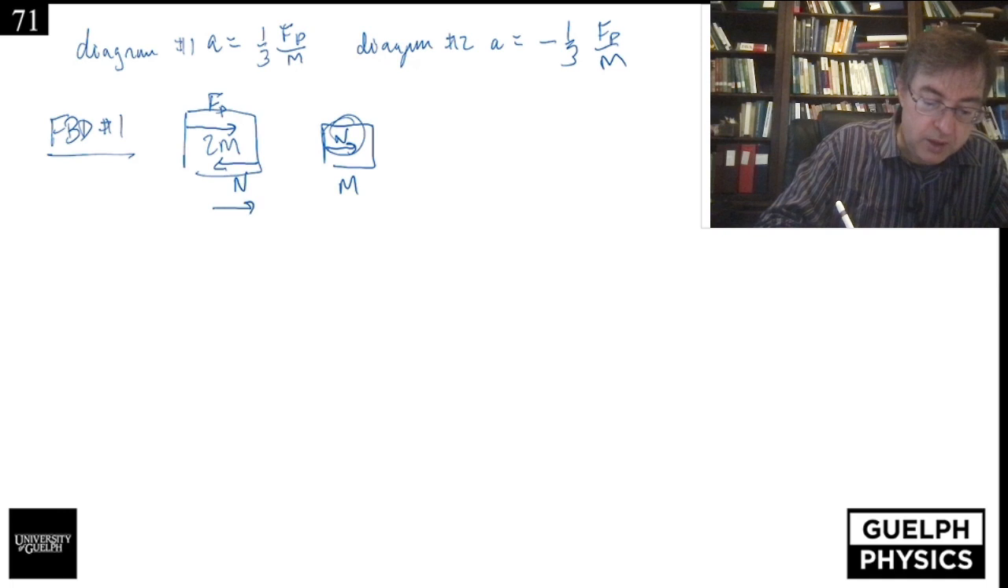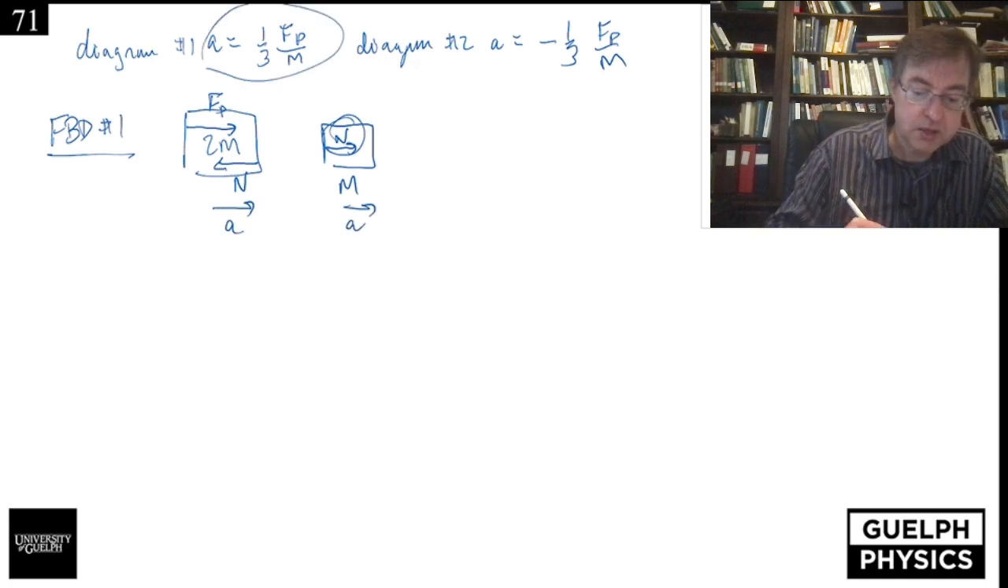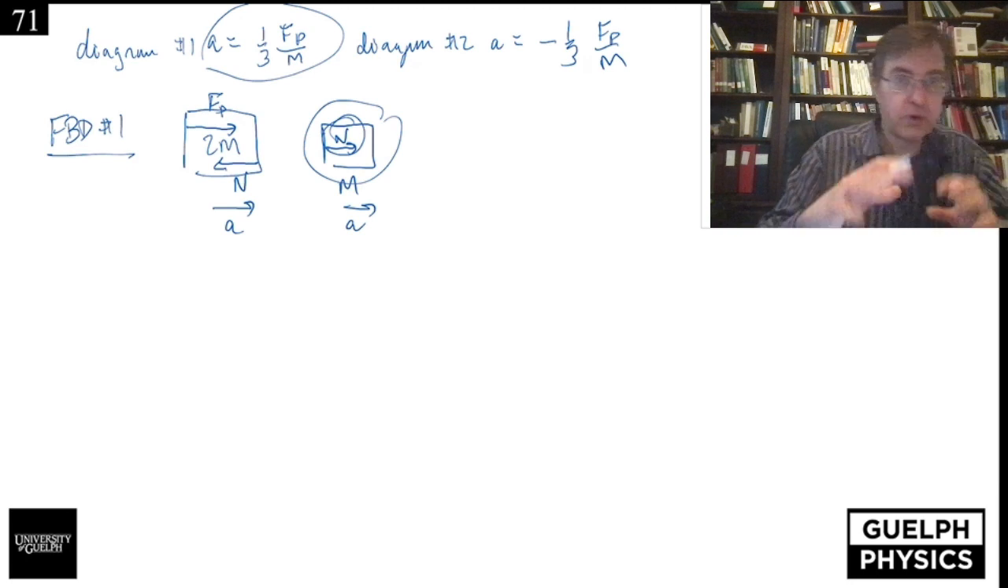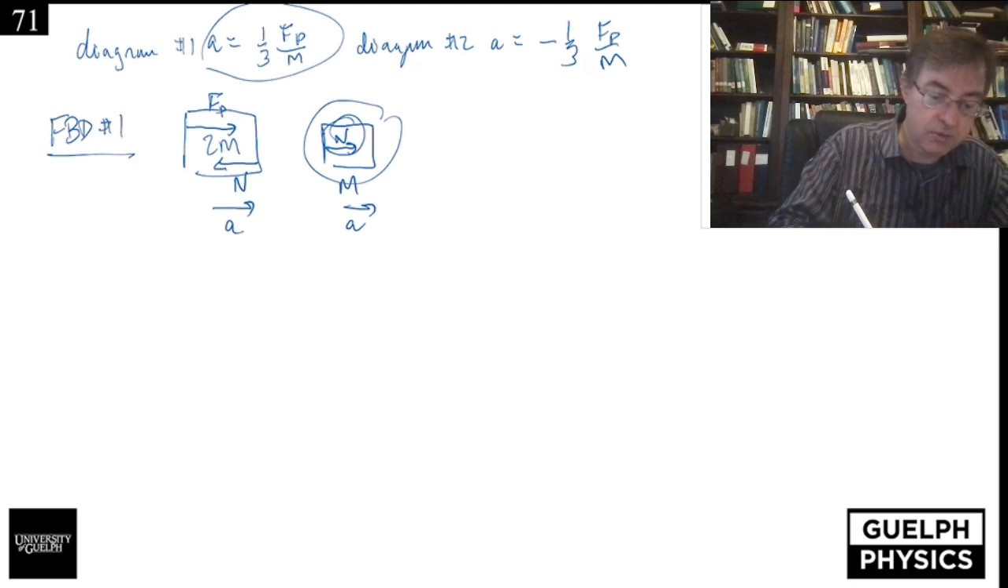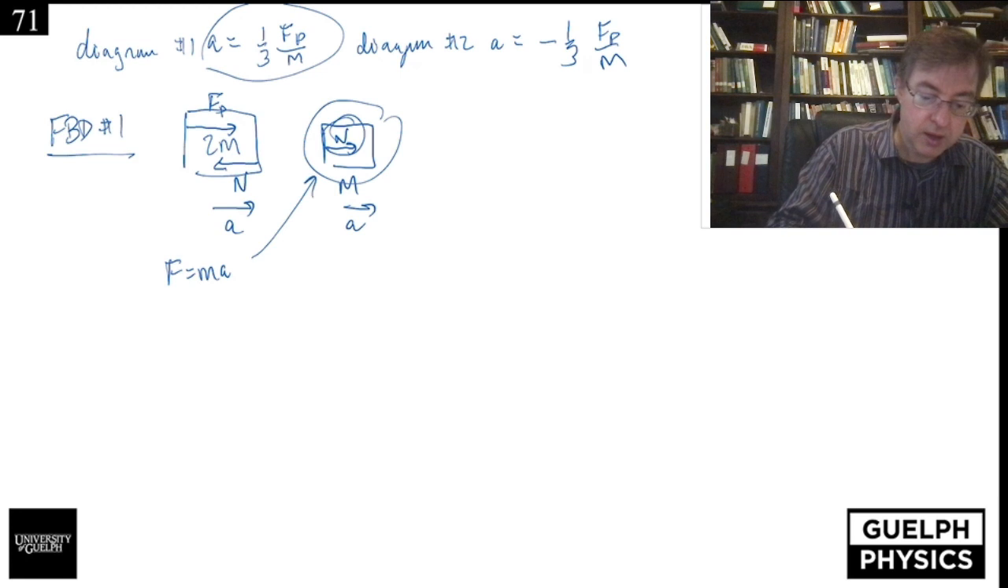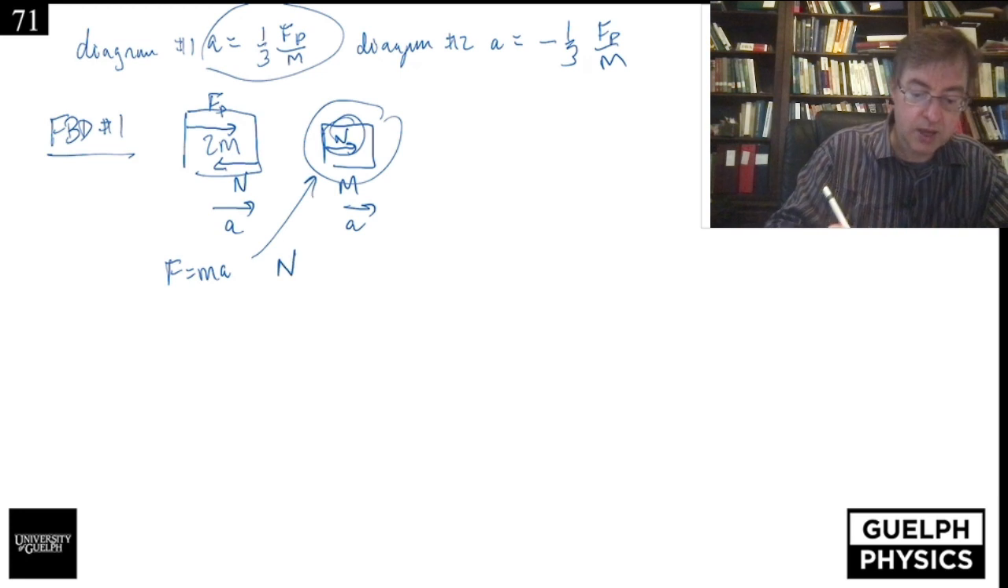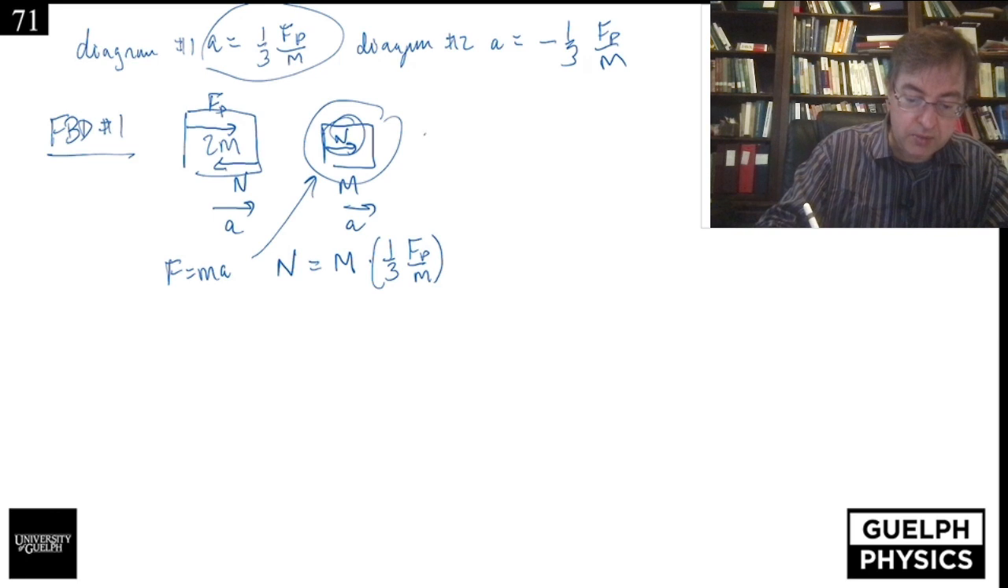Both of these blocks are accelerating like this with an acceleration a given by this. For the smaller block, if we balance the forces on it, we have F equals ma. The only force acting on it is N, its mass is m, and its acceleration is a, which is 1/3 Fp over m. So in this diagram, N is equal to 1/3 Fp.